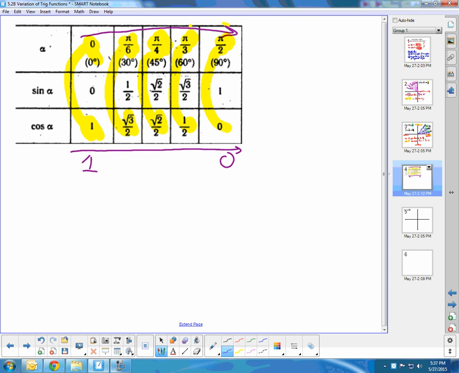Furthermore, to help me remember, I can do the same thing we did with the sine function, is I can rewrite 1 as root 4 over 2. Then I have root 3 over 2, root 2 over 2. I can rewrite 1/2 as root 1 over 2. And I can rewrite 0 as root 0 over 2. Just a mnemonic device to help you remember these values of these special angles.